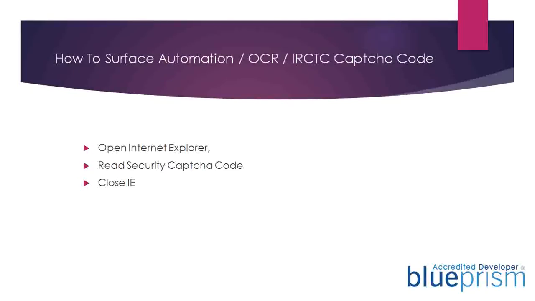In today's tutorial, we are going to capture the IRCTC captcha code and store it into a data item. For that, we are opening Internet Explorer, redirecting to the IRCTC website, reading the captcha code from the IRCTC website, and then closing Internet Explorer. That means we are going to work on the surface automation concept. So we will capture the captcha code, read it through the OCR technique and store it into the data item. Let's get into the process.